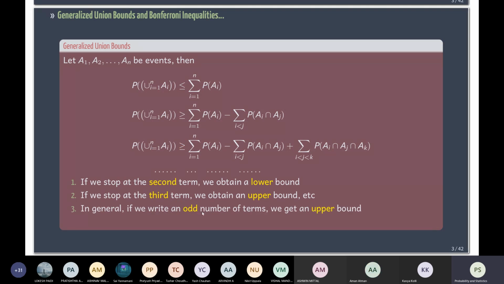In general, if we write an odd number of terms, then we get an upper bound. So odd number of terms, one term, three terms, we get an upper bound. And for an even number of terms, we get a lower bound. Okay, so if we write an even number of terms, we get a lower bound. So that's the generalized union bound.